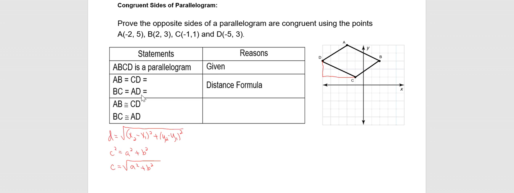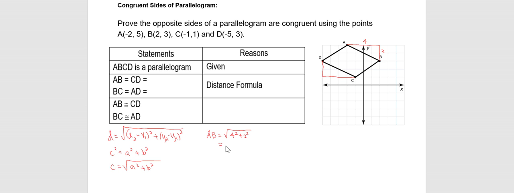So first, let us determine the length of line segment AB. From point A to point B, we draw the right triangle and then count the length of each side. 1, 2, 3, 4. And this is 1, 2. So the length of line segment AB is the square root of 4 squared plus 2 squared.